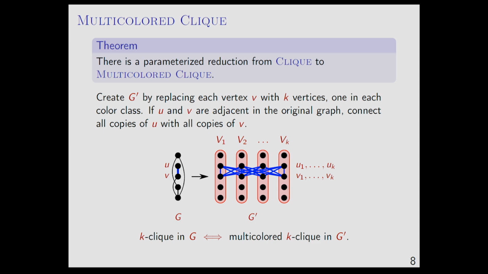And how do we put adjacency? If two vertices were adjacent, then you just put the edge between them. Okay? Now, it's not very hard to show that if you have a k-clique in G, then you have a multicolor k-clique in G prime, because you take those k vertices, go into different color classes, and that will form a clique. So the forward direction is fine.